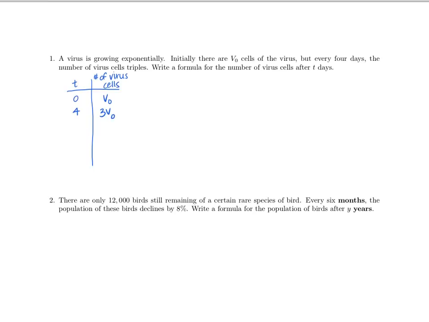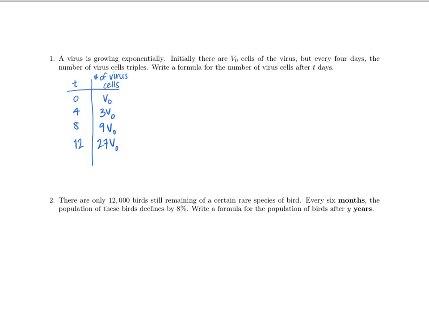Now, what would happen 4 days after that? Well, that means that when t equals 8, the virus cells have tripled again. So we have 3 times as many as we had 4 days ago, which means we have 9 V0 virus cells at t equals 8. And you can continue filling out this table thinking, wow, if 4 more days went by, we'd be at t equals 12, and then we would multiply that number of virus cells we had by another factor of 3. So we'd have 27 V0 virus cells at this time.